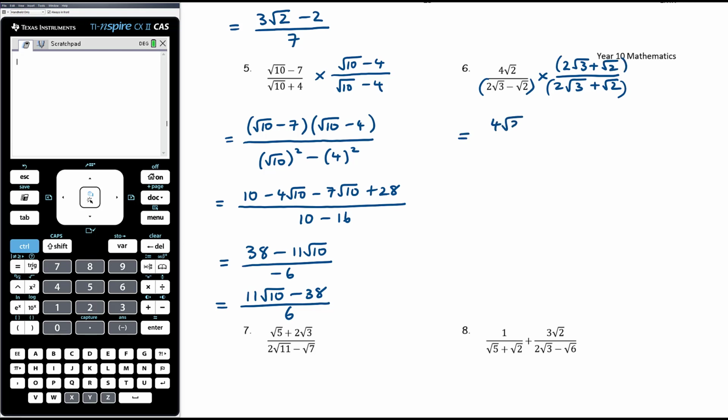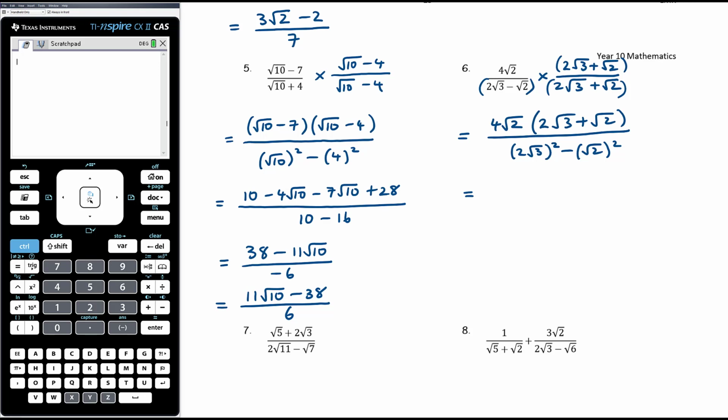So sometimes you're just going to have a lot of surds. Try not to skip too many steps. You'll make mistakes. Just be careful. One thing at a time. Your denominator, you've created that difference of two squares, so it's 2 root 3 all squared minus root 2 all squared. Okay, let's expand out the numerator.